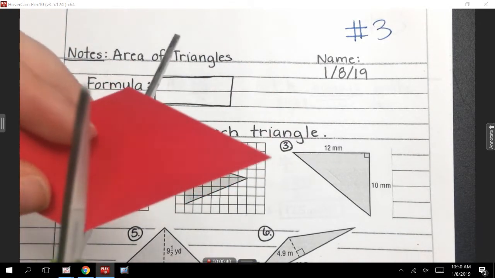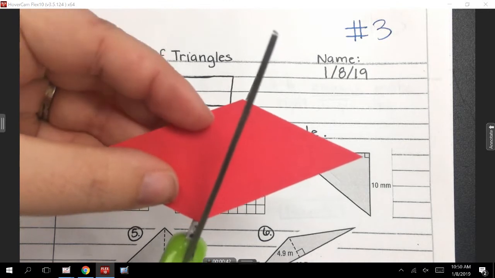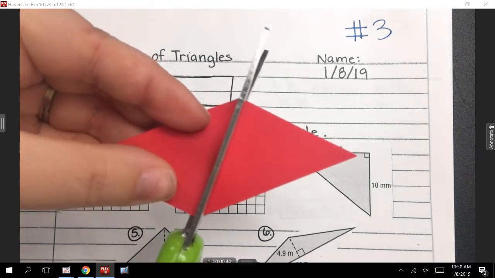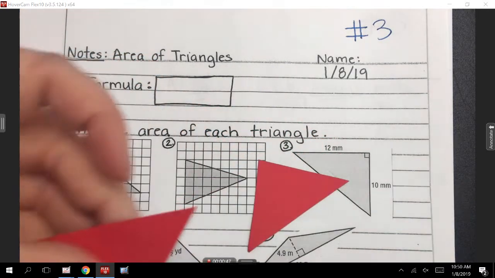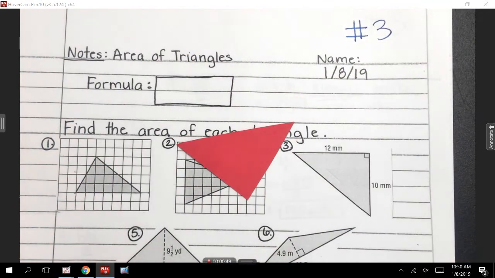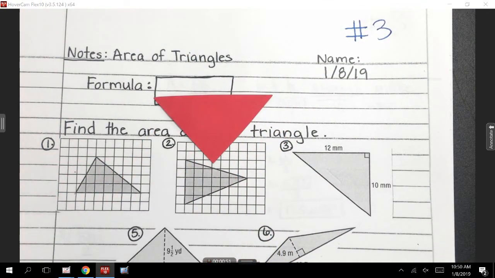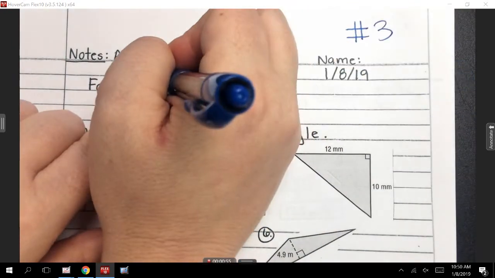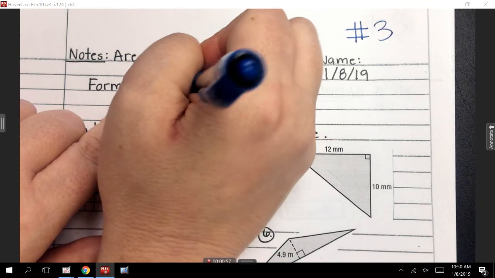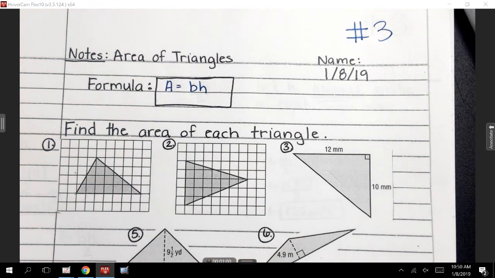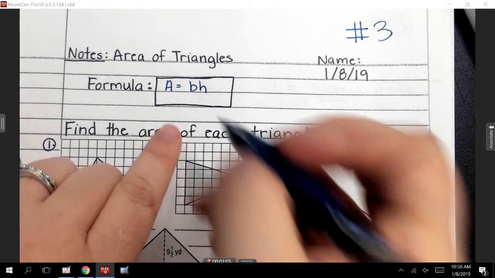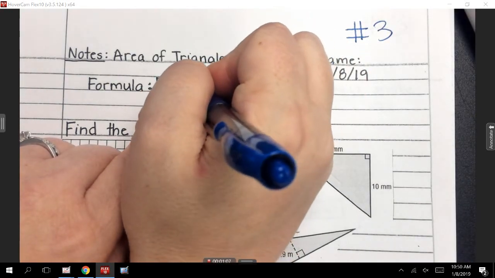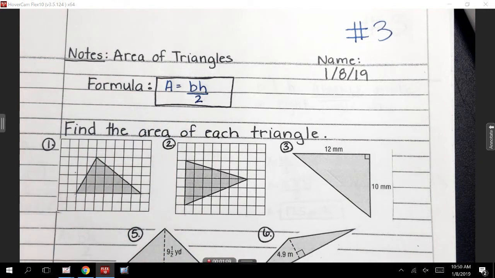Okay, y'all ready? So diagonal to diagonal. Can y'all see what I'm doing? Okay, diagonal to diagonal. What shape did I just make? A triangle. I just made a triangle by cutting my parallelogram in half. All right? So, guys, our formula for a parallelogram is A equals BH. But because we cut it in half, I'm now going to do divided by 2. Isn't that cool? All right?